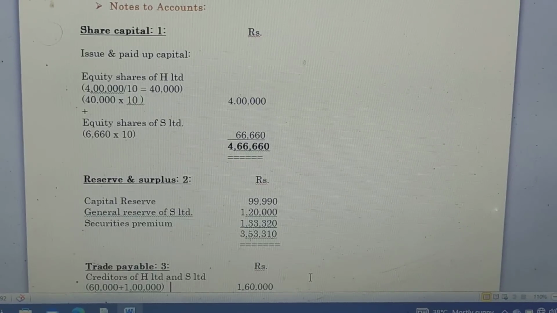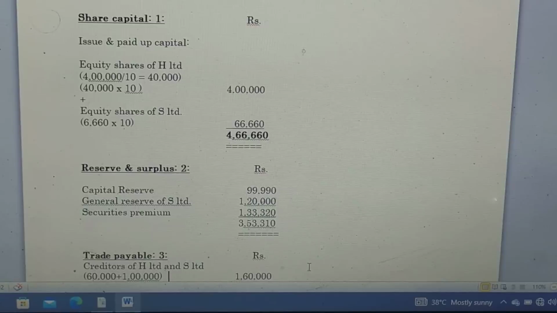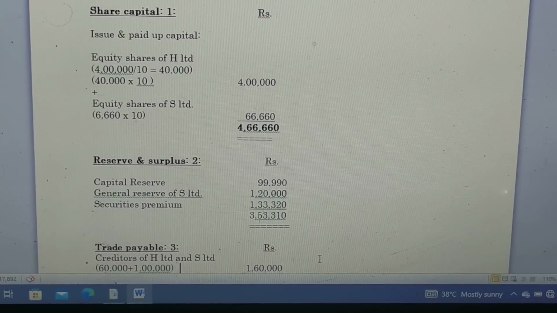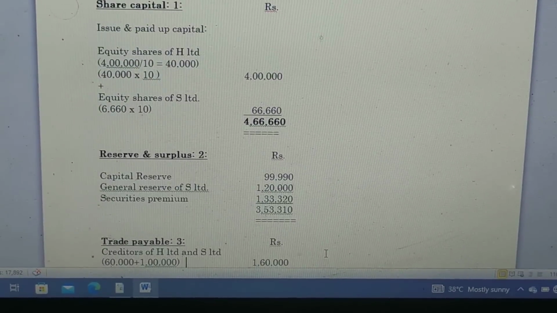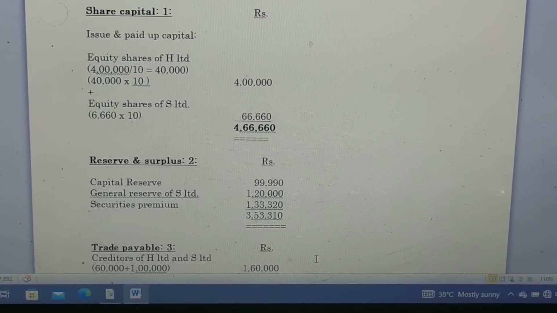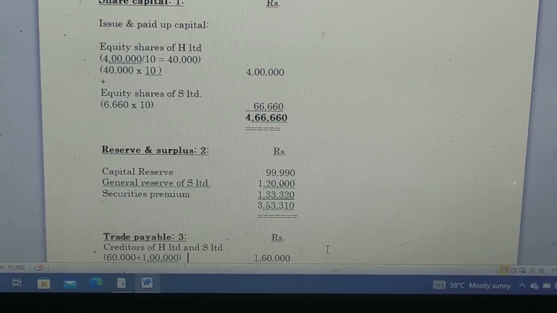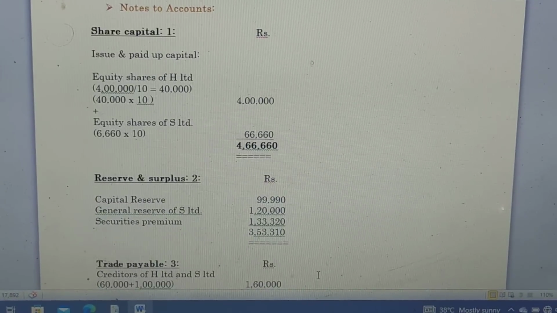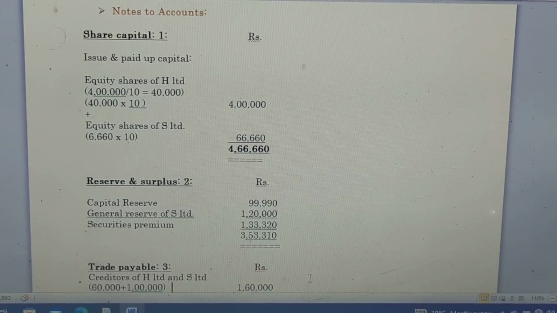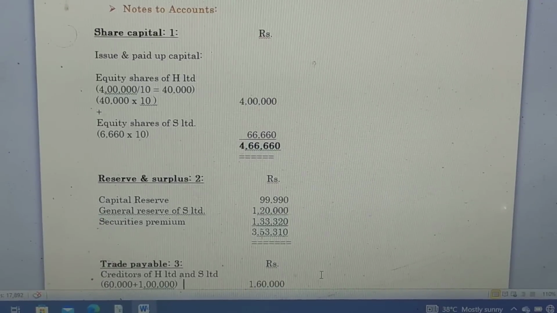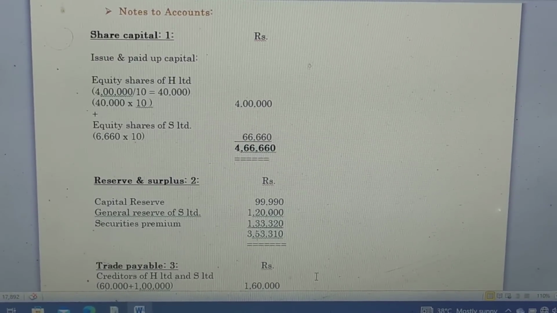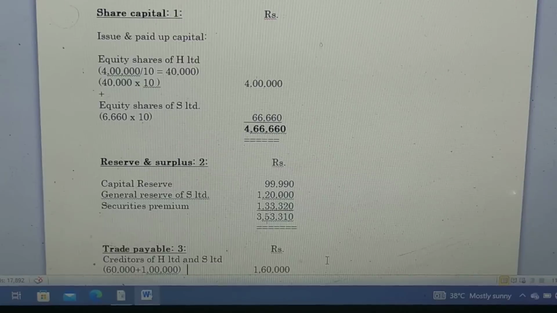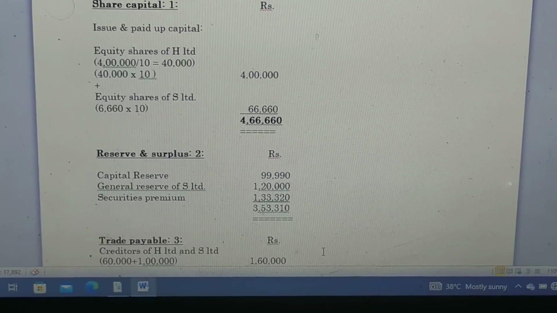66,660. That is purchase consideration face value portion, which we have already calculated without fractional payment, and the price per share is rupees 10. So the equity shares of S Limited is 66,660. Then the total value is 4,66,660. It means 4 lakh plus 66,660. That is note number 1 total. And the note number 2 is the reserve and surplus. Under the reserve and surplus, capital reserve 99,990, which we have already calculated.